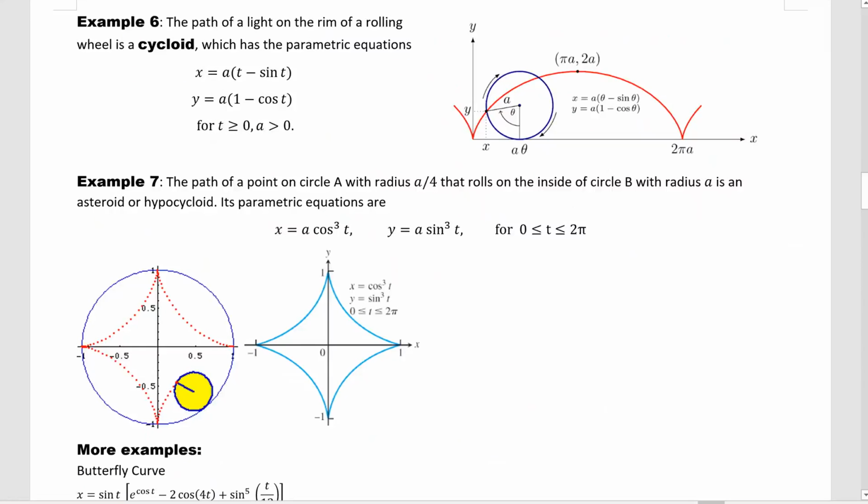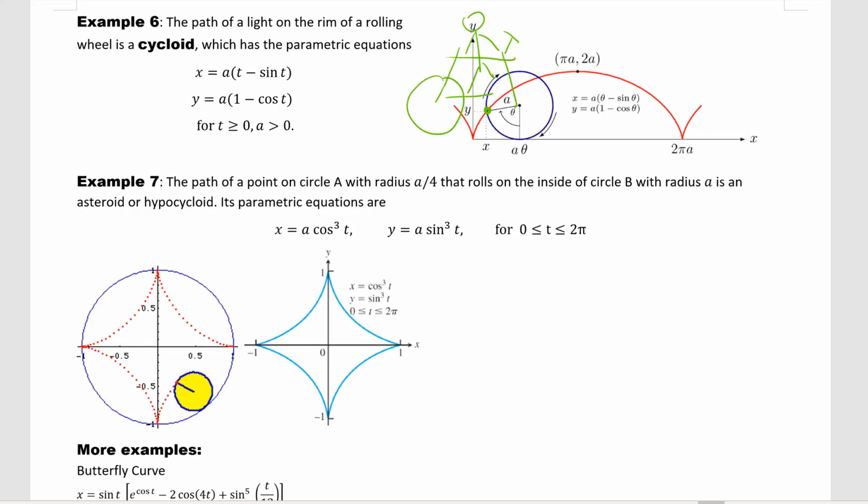So the path of a light on the rim of a rolling wheel is a cycloid, which has a parametric equation. Imagine you're riding a bike, and a piece of gum is stuck on your bike. Your gum will actually look like the trajectory of your gum travel. It's like the red curve, and this is a cycloid.